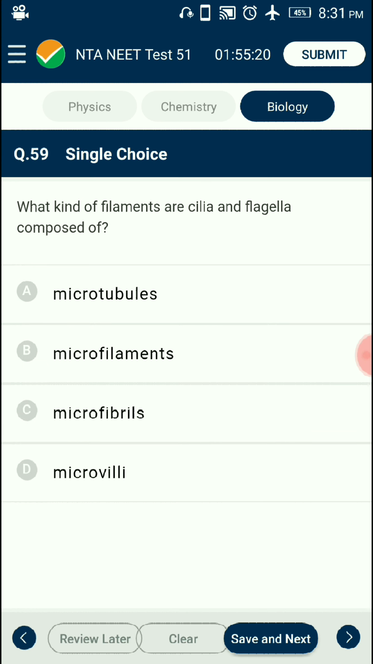Question number 59. What are the filaments of cilia and flagella composed of? Hair-like outgrowths of the cell membrane are the cilia and flagella, where cilia are shorter in length and more in count compared to flagella. Studies have shown that their core, namely the axoneme, is surrounded by plasma membrane. The axoneme is made up of microtubules which are arranged in a cyclic manner with 9 doublets at the periphery and a pair in the center. So the answer for this question is option A, microtubules.